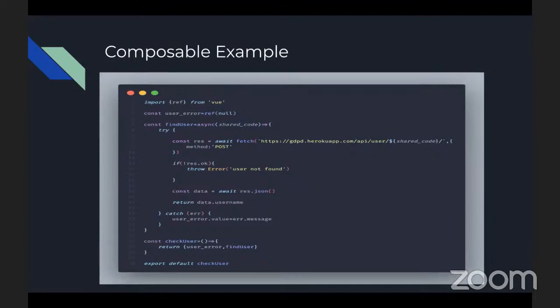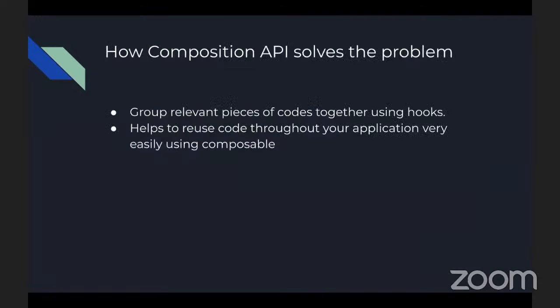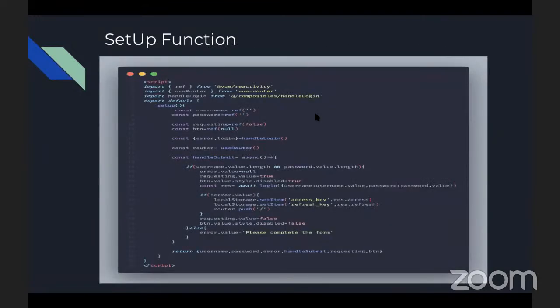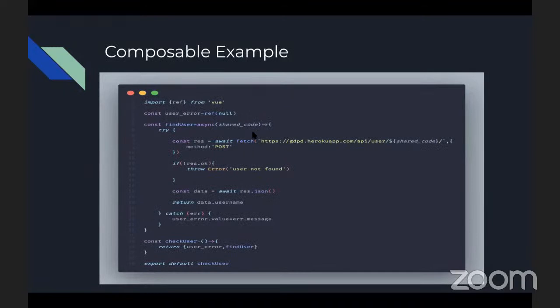Okay. So this is the first. So the first problem was allowing us to group our code together, which was done by using the setup function or the setup script. The second one was what is called a composable. So in the options API, for us to be able to use code in multiple places or reuse our code, we had to do a lot of work. So these composables were a breeze in Vue 3.